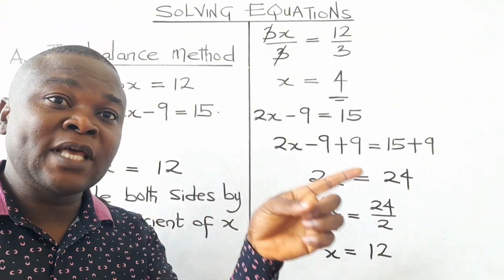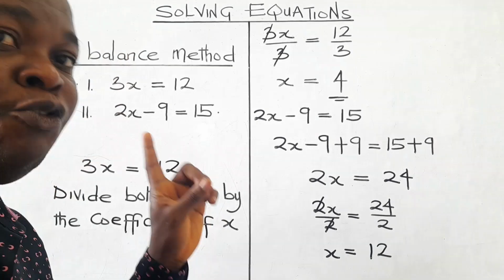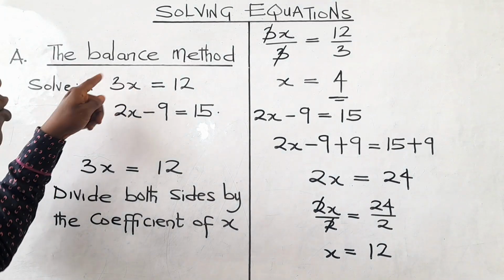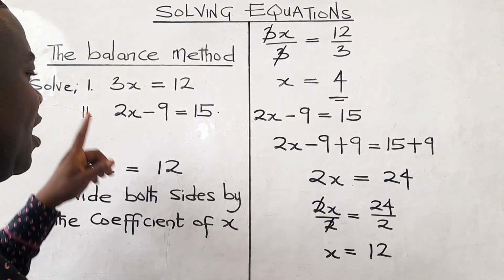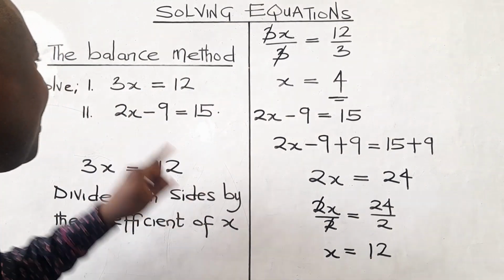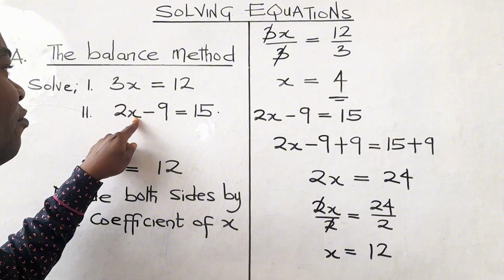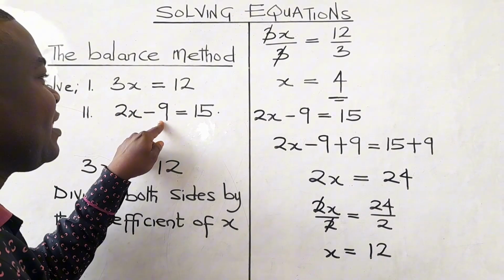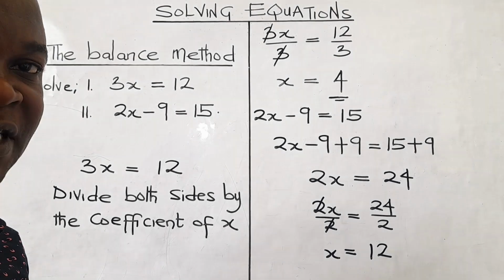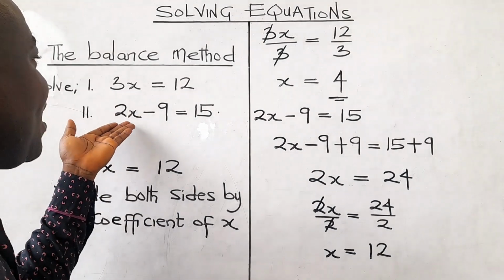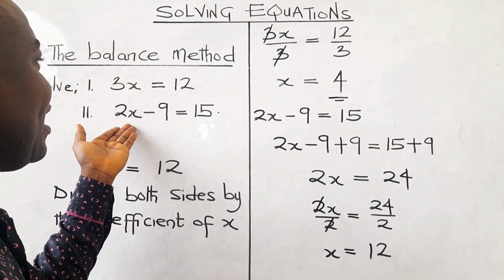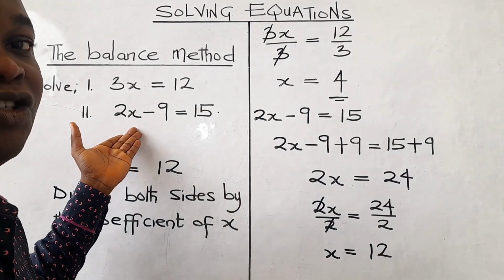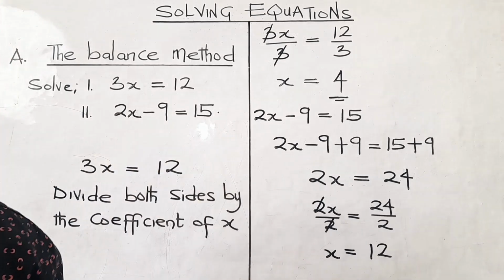You can also go further to check if you are actually correct. For the first one, if you place 4 here, you know 3 times 4 is 12, and that's it. Here, if you place 12 here, 2 times 12 is 24. 24 minus 9 is 15. So the value of the unknown that we've gotten, 12, agrees with this, that it is truly equal.